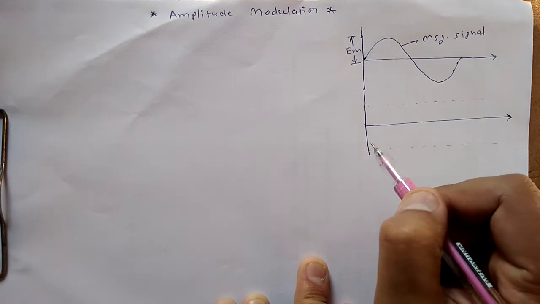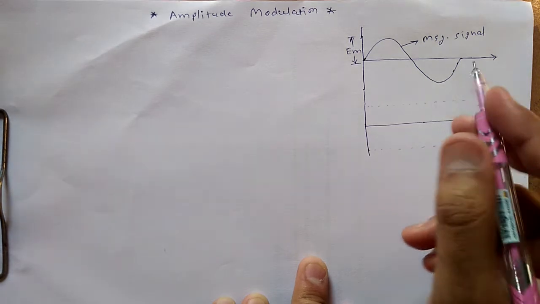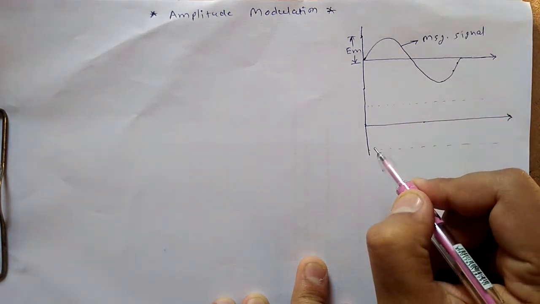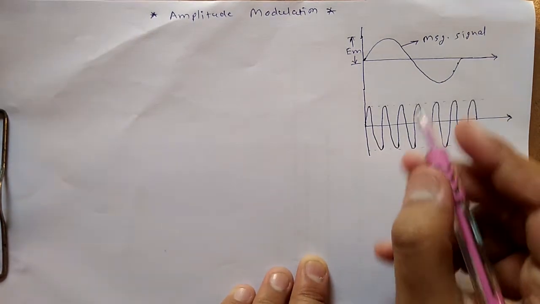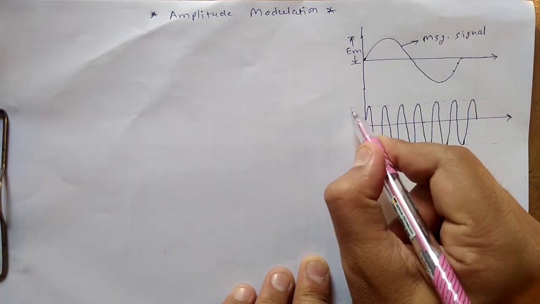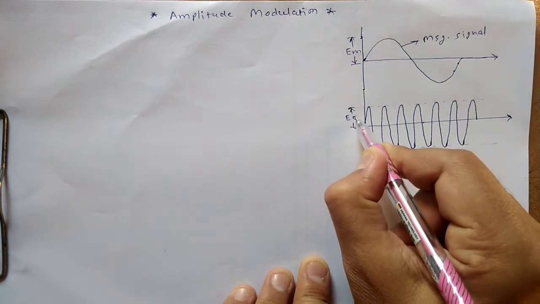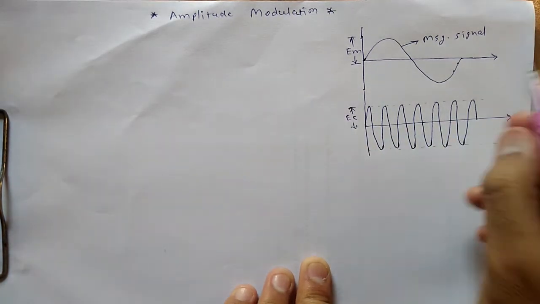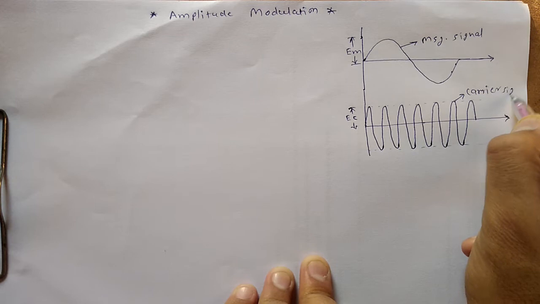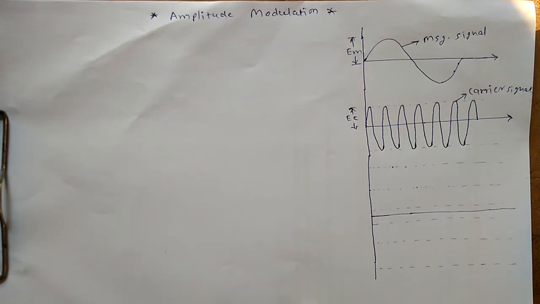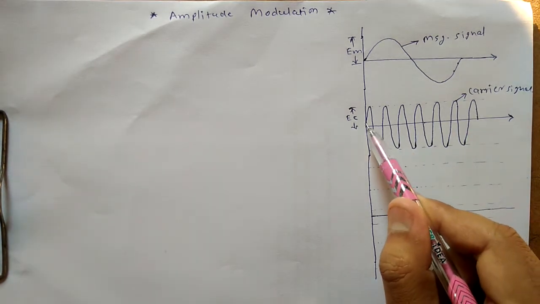In the same manner, in order to transmit this signal to a longer distance, we use another high frequency signal, and that high frequency signal we are calling a carrier signal. So I will draw the carrier signal here. This is the signal which is having higher frequency, and it will be carrying our signal to a longer distance. That's why it is called carrier signal. We are marking the amplitude of the carrier signal to be EC. So this is our carrier signal, right?